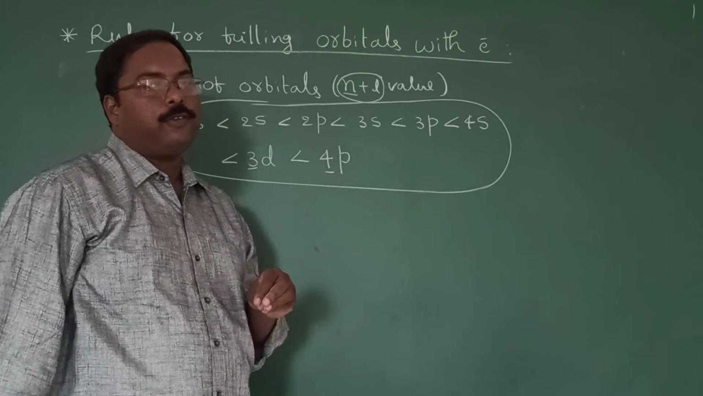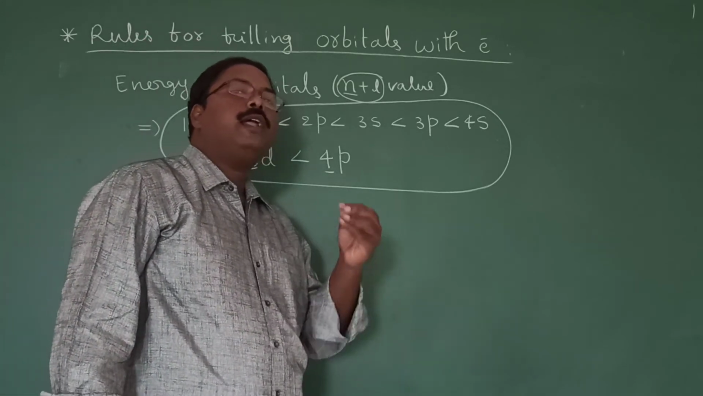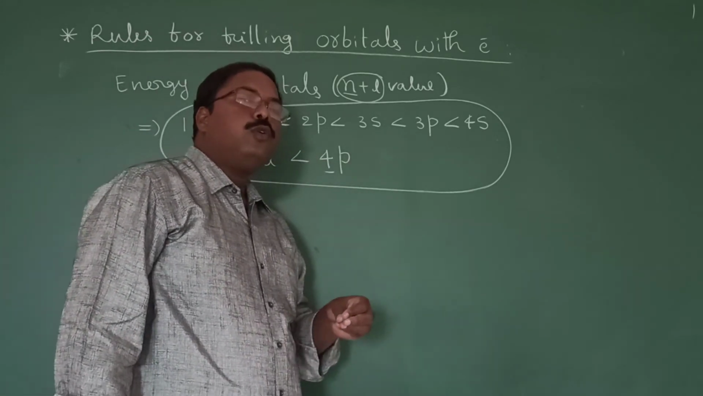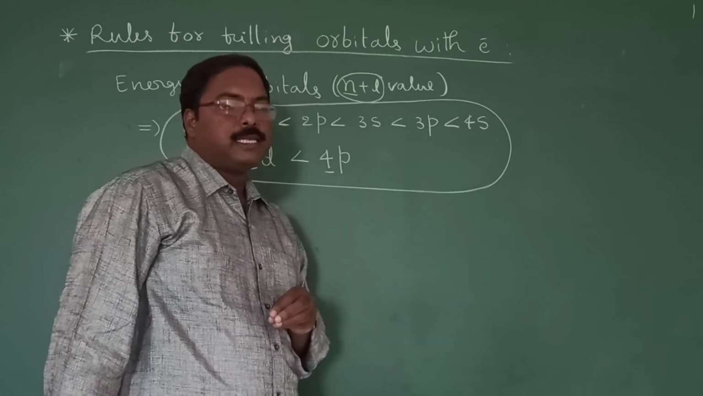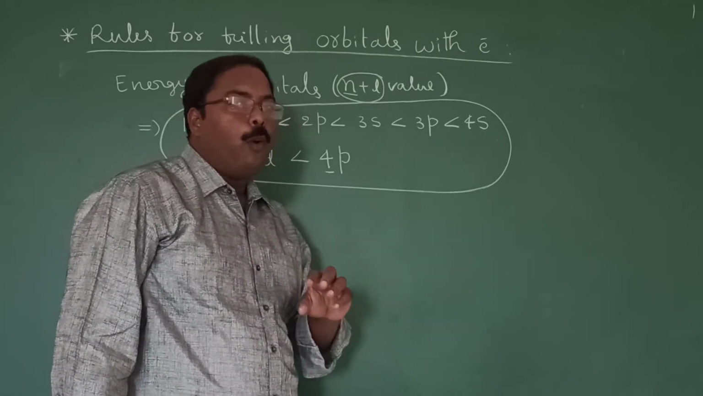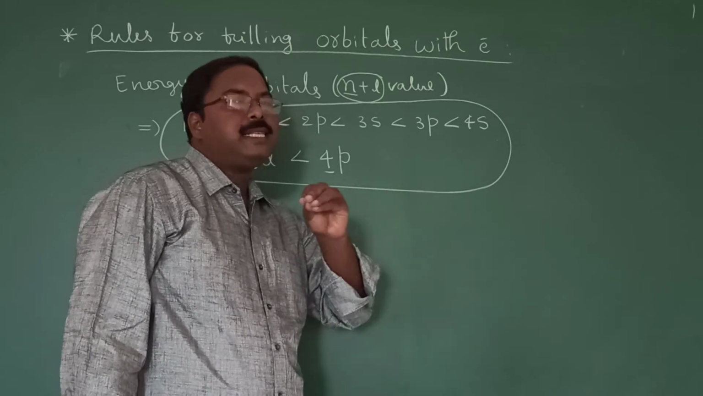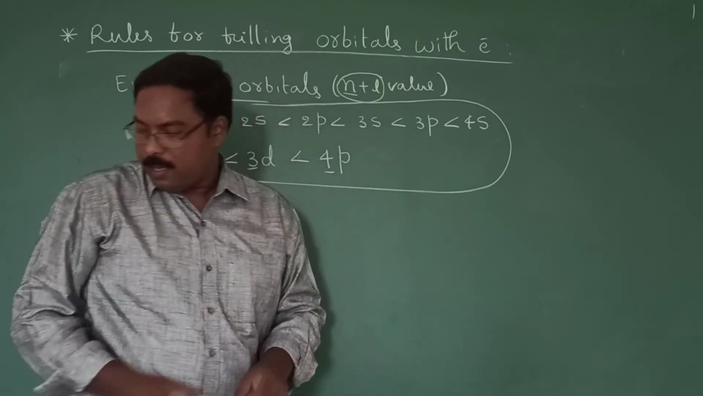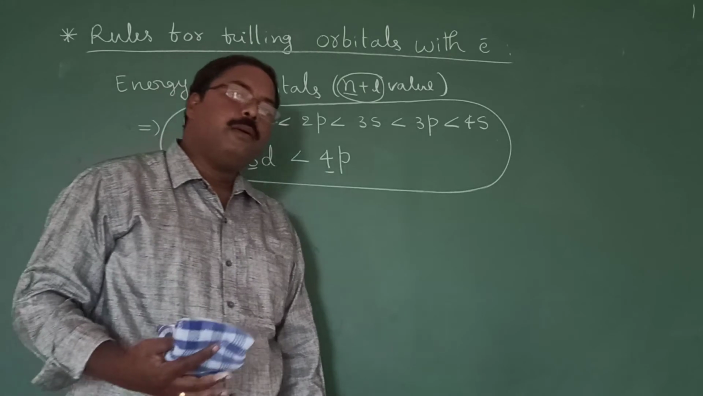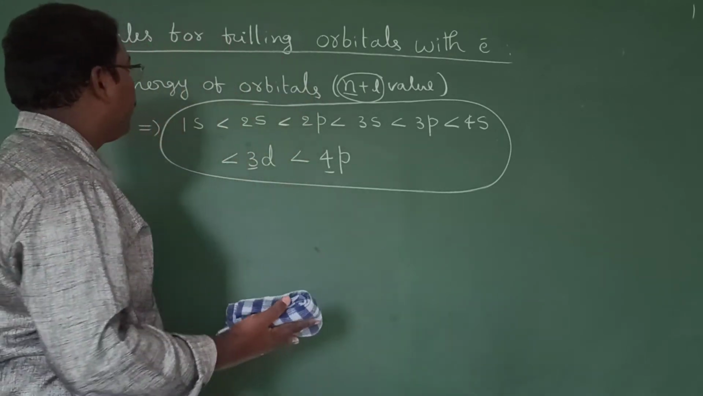It will be very tough. So that is why we have one of the easier ways to know the energy of the orbitals. That was given by Euler. The diagram given by him is known as Euler's diagram. Once, let us discuss that Euler's diagram.